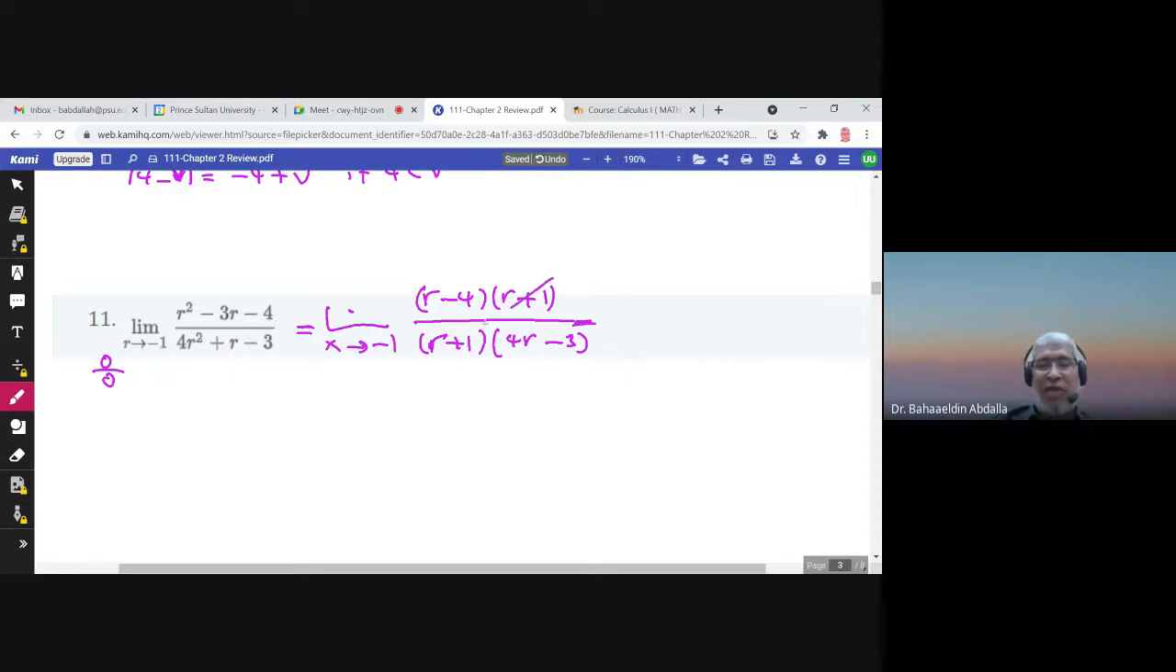We can see that we can cancel these two and we can replace r, not x, by negative 1. So negative 1 minus 4 is negative 5, and negative 4 minus 3 is negative 7. So the answer is 5 over 7.